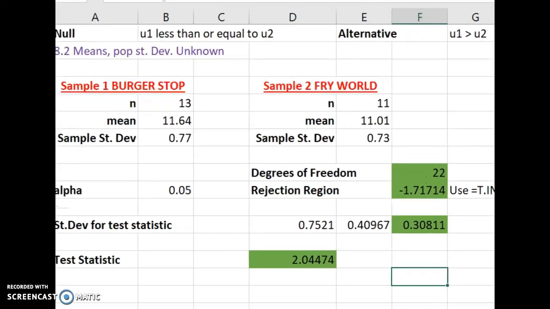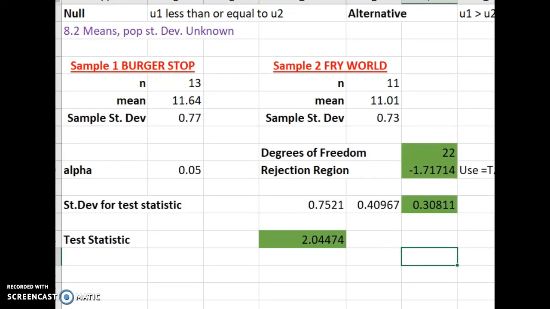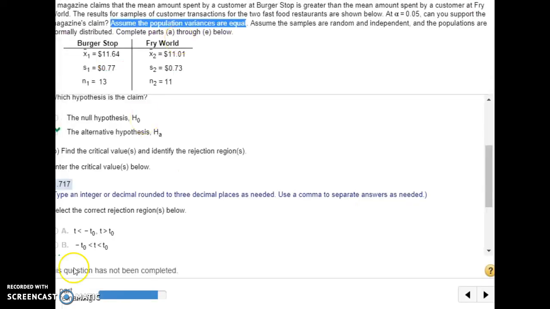So I'm going to get that pulled up. We have our null and our alternative listed. Here's all the data from the two samples. And so the first thing is the degrees of freedom. Well, how do we figure out the degrees of freedom?